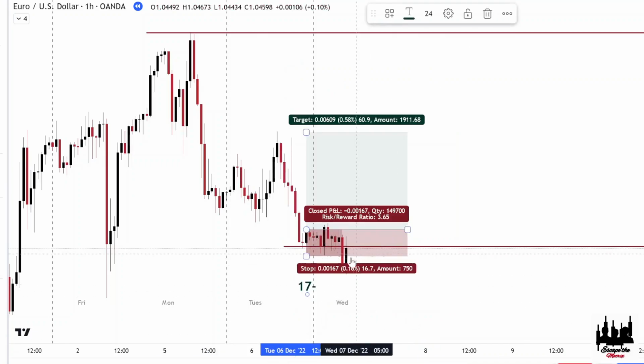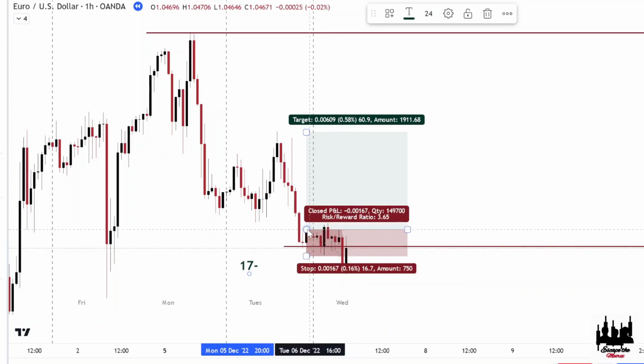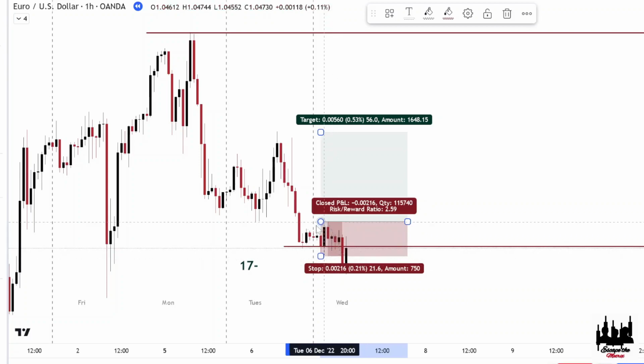So you took a 17 pip loss right here. So what do you do? You still get back and continue with your plan. Why? Because you still know the market is in a manipulation phase. And what do we do? We trade manipulations.